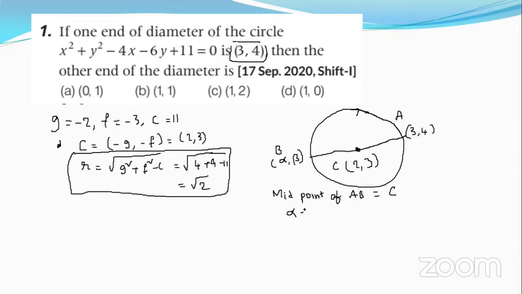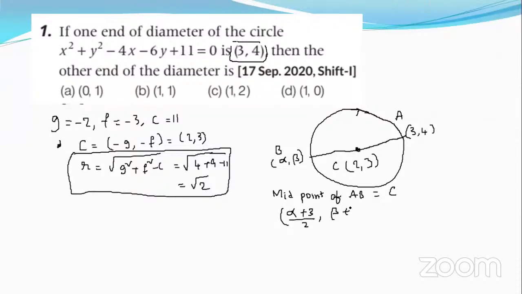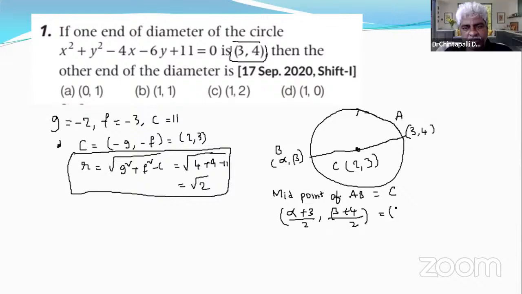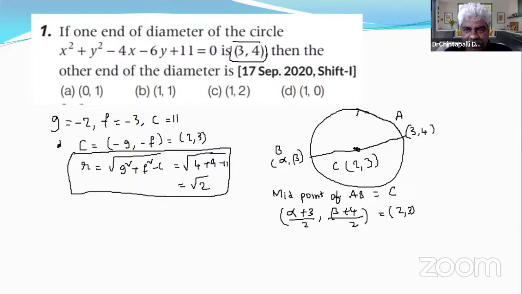Do you remember the midpoint formula? (alpha plus 3)/2 comma (beta plus 4)/2 is equal to C, which means (2, 3). The midpoint is the center. Center is (2, 3). Got it? Yes, sir.